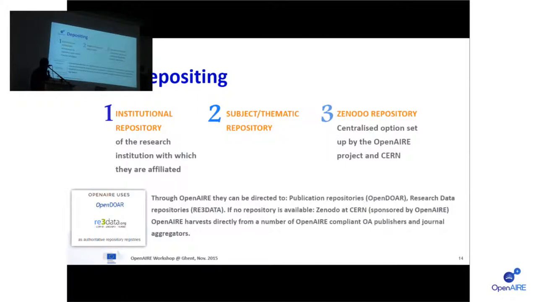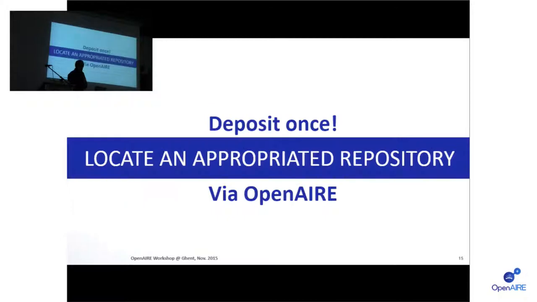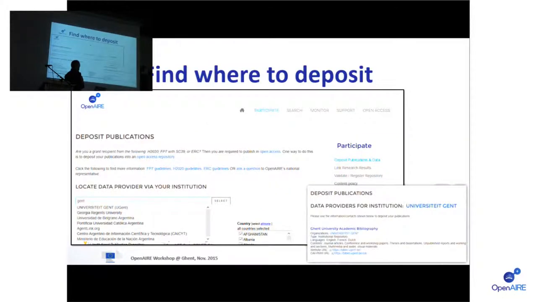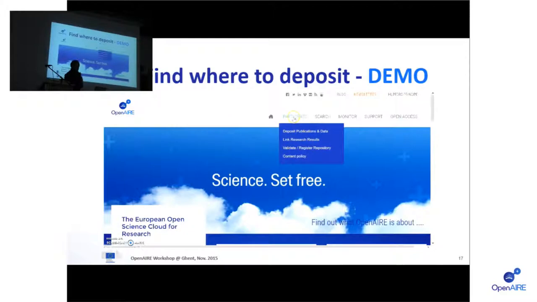We work with directories of repositories, data repositories and literature repositories, and we have an orphan repository to provide a place to deposit for those who don't have an appropriate repository. So we have a tool to locate an appropriate repository. It's very easy to find a repository in the portal.